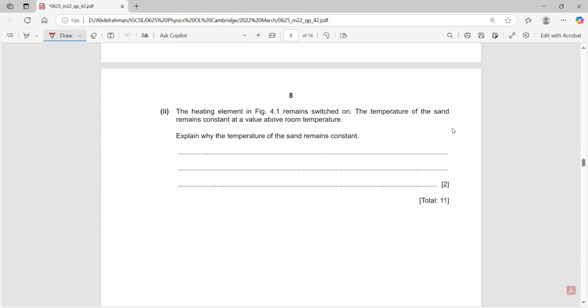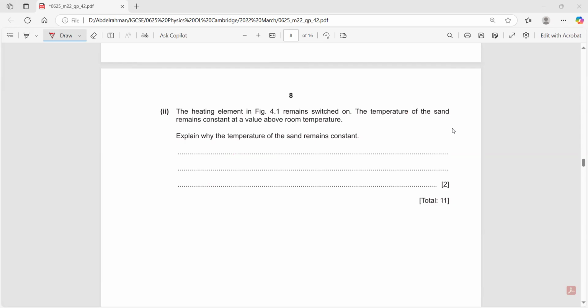The heating element in figure 4.1 remains switched on. The temperature of the sand remains constant at a value above room temperature. Explain why the temperature of the sand remains constant. Think about it. You keep on heating the sand. The heater is switched on constantly, but for some reason, the temperature of this sand remains constant. It does not increase. Why doesn't it increase?